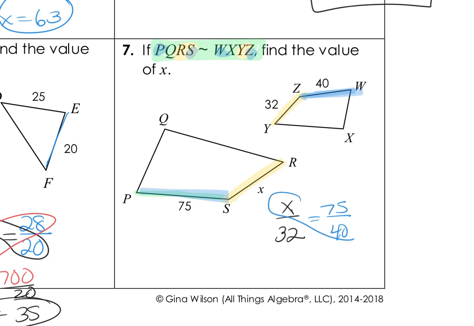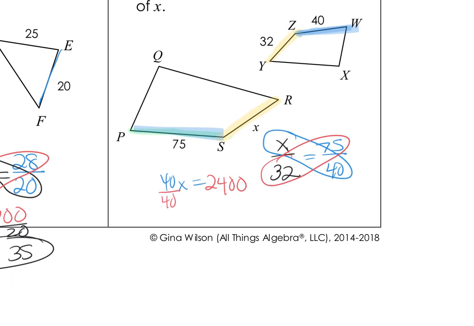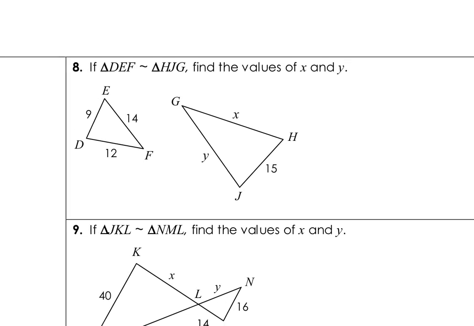So x times 40 is 40x. We'll multiply the other diagonal, 32 times 75. Again, this is a review. We did this in the last lesson. That's 2,400. Solving for x means dividing by 40. So I get x equals 60.